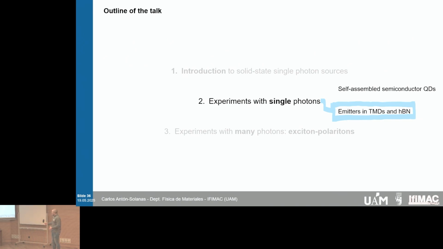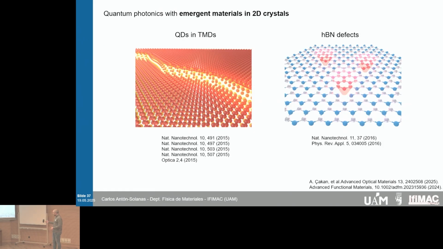very, very quickly. First, I would like to discuss some results on quantum dots in transition metal dichalcogenide monolayers, and then present some ongoing results with hBN defects.